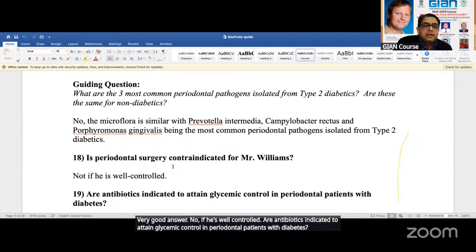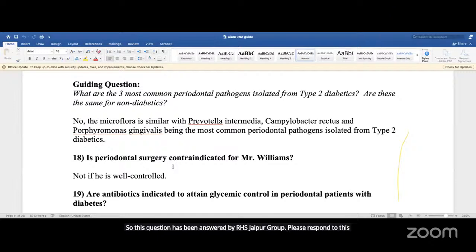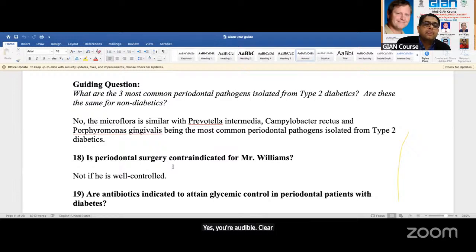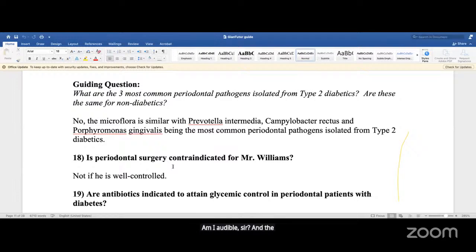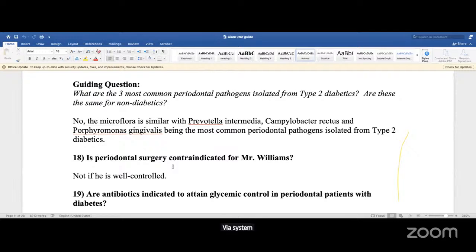So this question has been answered by the RUHS Jaipur group. Please respond to this. Am I audible, sir? Yes, you are audible. Please answer. For the use of antibiotics for glycemic control, there is a specific protocol. The first thing is that the periodontal infection and the glycemic level should be under control, because periodontitis worsens insulin resistance via systemic inflammation. And scaling and root planing can improve the HbA1c level.